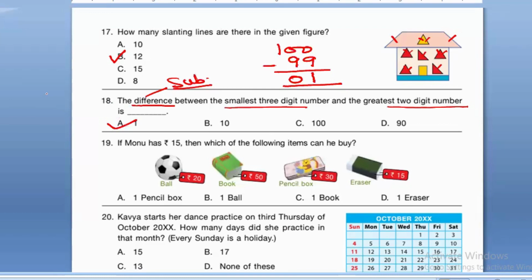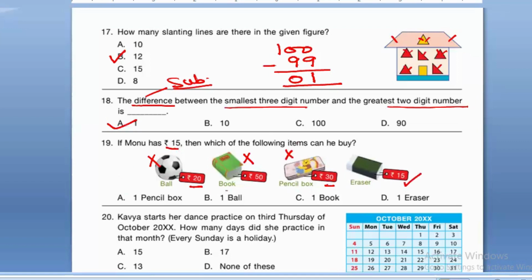Now let's move to the next question, which is, if Monu has 15 rupees, which of the following items can he buy? He has only 15 rupees and out of the given options, we need to find which item he can buy. The ball costs 20 rupees, he cannot buy it. The book costs 50 rupees, he is not able to buy this one as well. The pencil box costs 30 rupees, so he cannot buy this. Now the eraser costs 15 rupees, so he can buy this eraser.